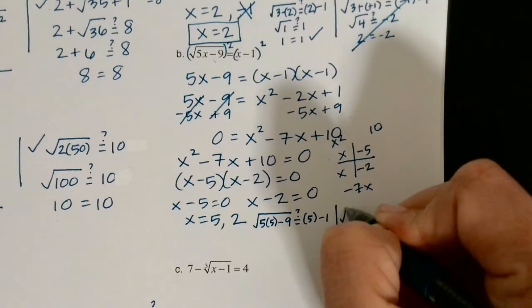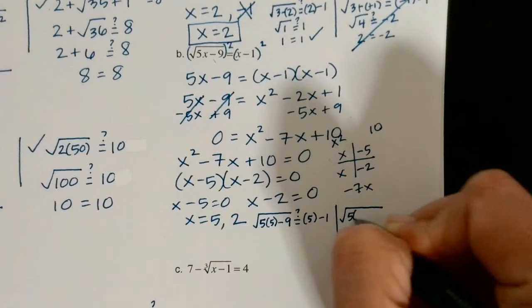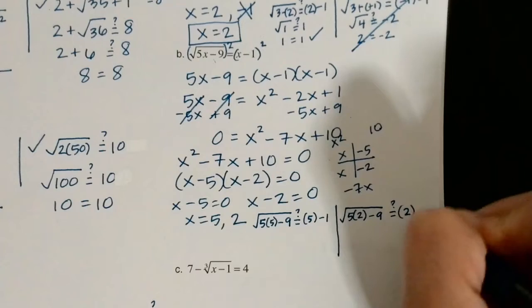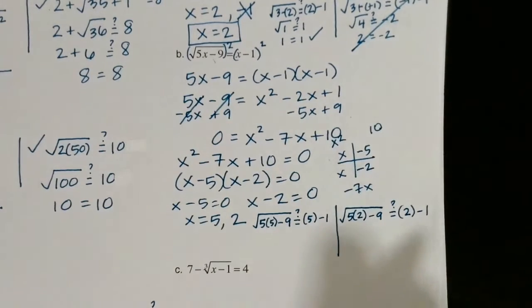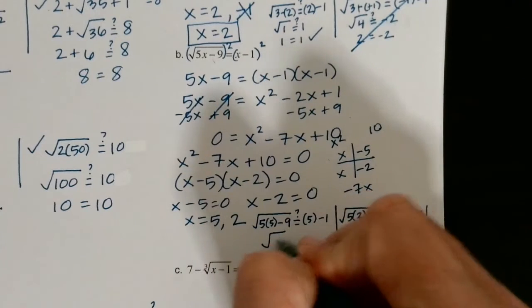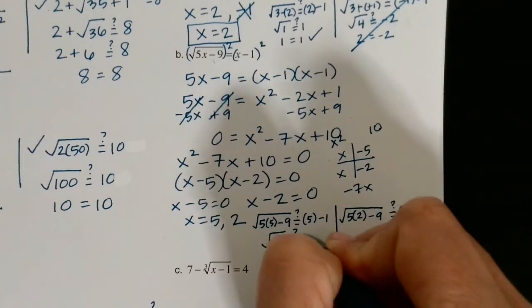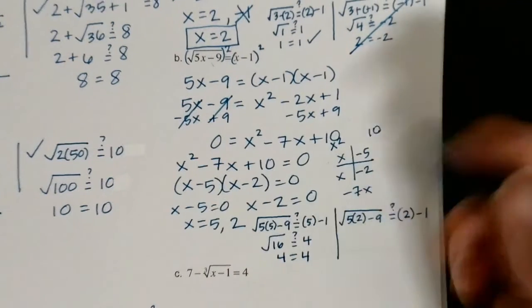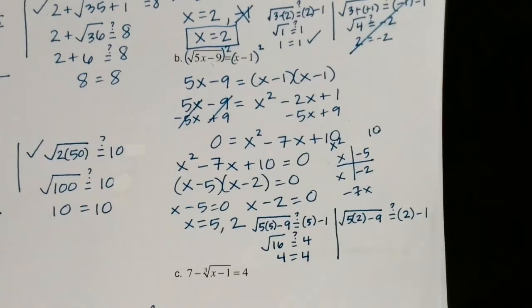And then on the flip side over here, 5 times 2 minus 9. Does that equal 2 minus 1? Well, let's find out. That's 25, and 25 minus 9 is 16. Does that equal 4? Why, yes. Yes, it does. So 5 is a good solution because that's what we had plugged in for our check.